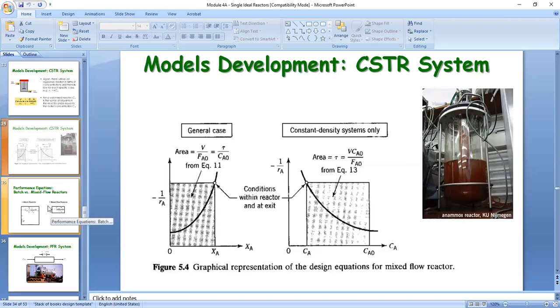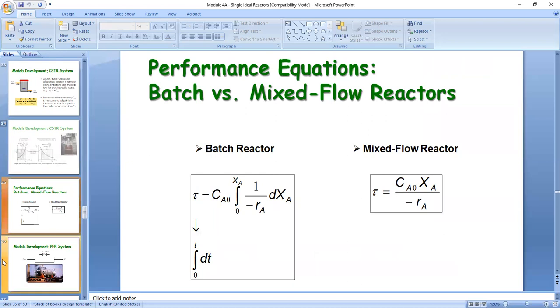Now, if you're going to compare the two that we have finished discussing, the batch versus the mixed flow reactor, in the batch there's a need for you to integrate. In the CSTR, there's no need for you to integrate. Okay, so tau is equal to CAO XA divided by the rate, whatever this rate is. All you have to do is plug in all the info there because this is algebraic in nature. There's no need for you to integrate. Okay? Any questions so far? There's none.